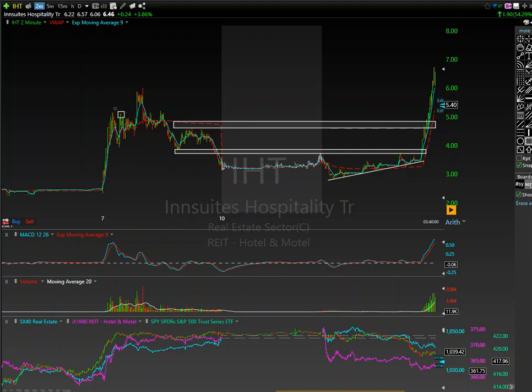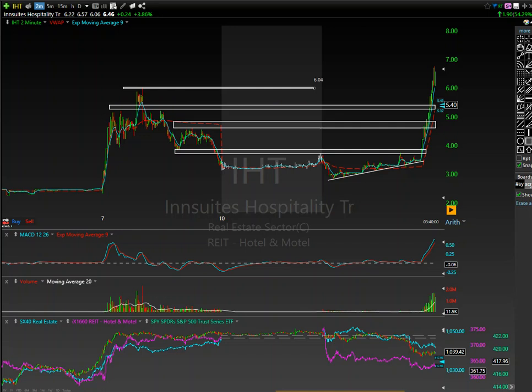Where is the next level? The next level is going to be right through here. If you guessed that, you're absolutely right. Where is the short-term target that we'd want to trade to? If you guessed up here, you're absolutely right.